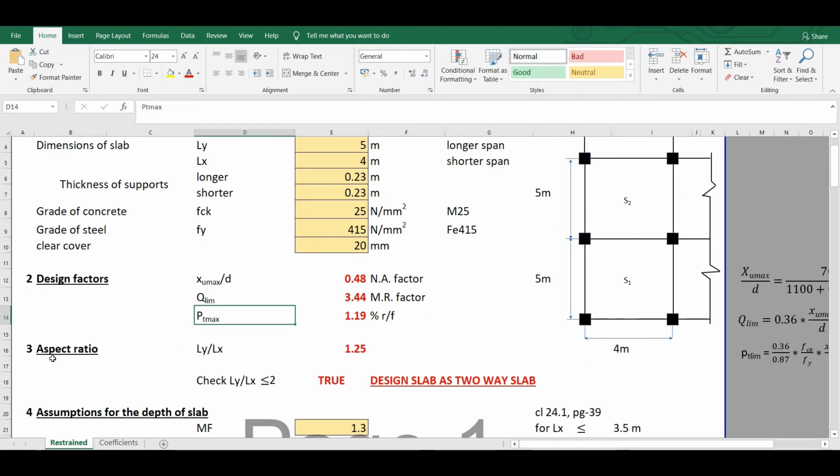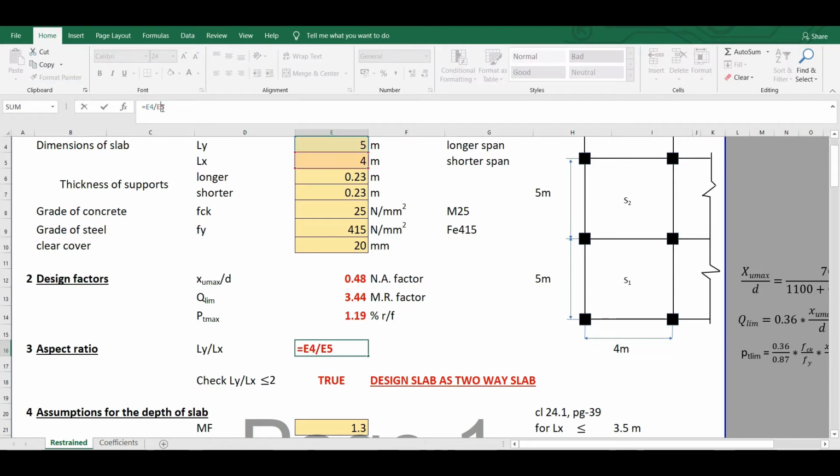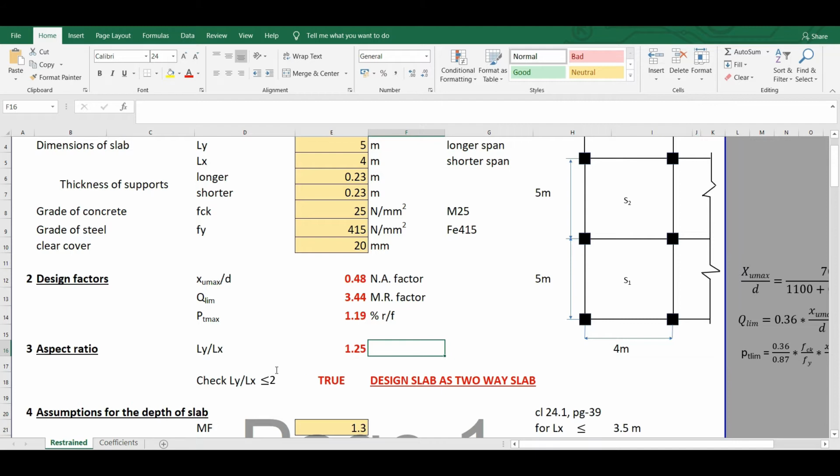The next step is the aspect ratio, which is the ratio of Ly by Lx. Here Ly is 5 meters and Lx is 4 meters, so we get the ratio as 1.25. As this ratio is less than or equal to 2, we will design it as a two-way slab, and if it is more than 2, then we will design it as a one-way slab. Here the ratio is 1.25, which is less than or equal to 2.